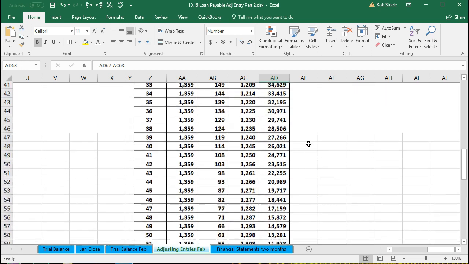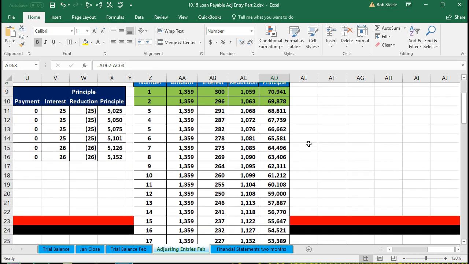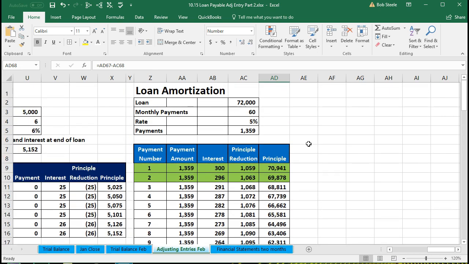So if we scroll back up and we have this amortization table, we can figure out how much principal will be paid within a year's time period. We cannot do that without an amortization table. We can't really do that with a calculation such as this. So we really need the amortization table to do this process.